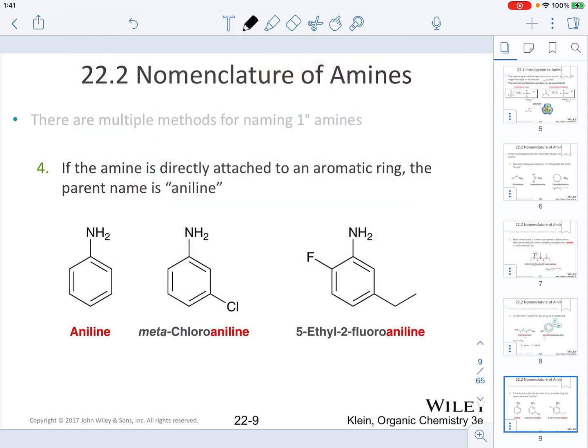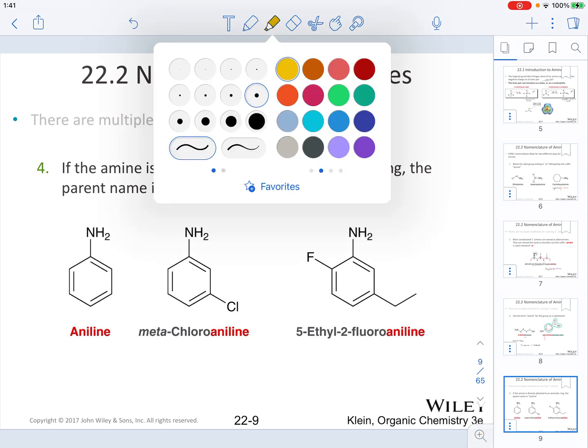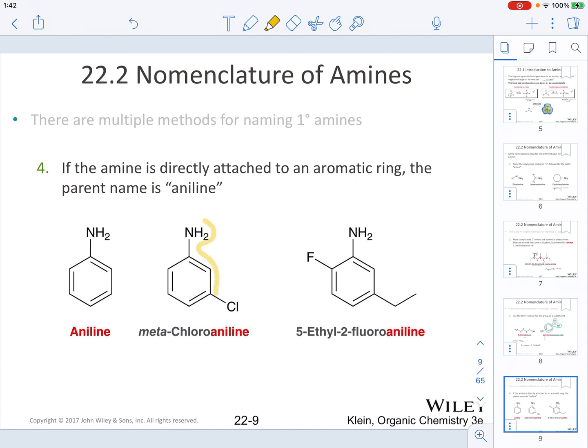Now, if the amine is directly attached to the aromatic ring, then the parent chain is going to be aniline. This is what I explained a few moments ago when I introduced, in the first few slides, the different types of amines that can exist. Now, it is very important to note that substitution can happen within the ring system. As you can see, the first molecule is designated as aniline. Whenever you have a ring system with an NH2, that is going to be your aniline. So if I highlight it here in the slides, this is going to be your parent chain in terms of naming, which is aniline.